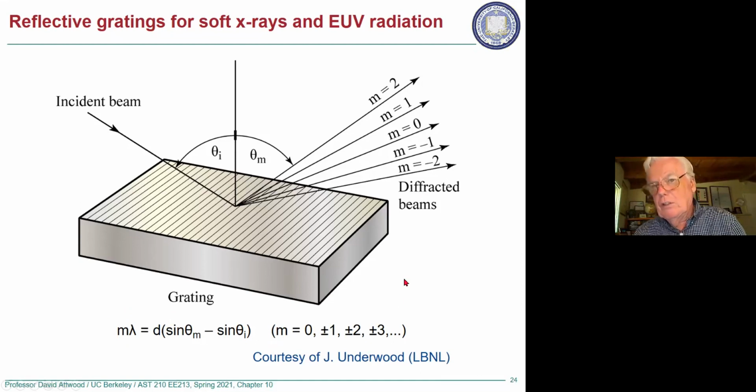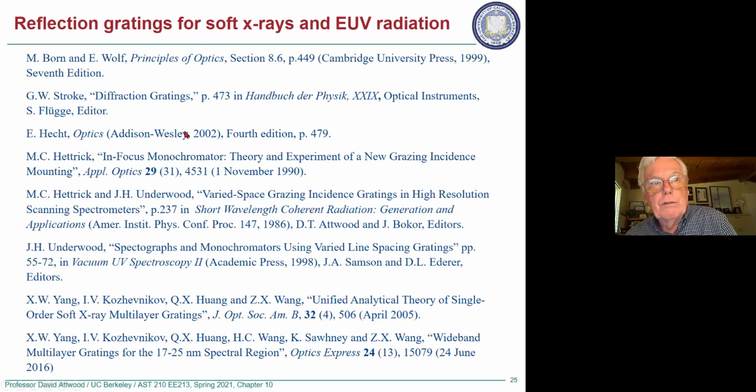And for instance, on many of the beamlines at the ALS or any of the other low energy beamlines around the world, they're probably using a grating monochromator. And here's a bunch of references, okay? The early ones are in books.